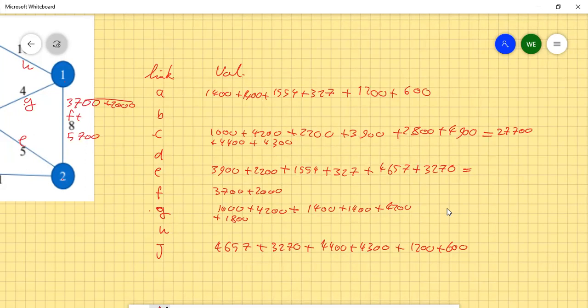That's okay. 1,400 plus 1,400 plus 1,554 plus 327 plus 1,200 plus 600. So this one is 6,481. These are trips.